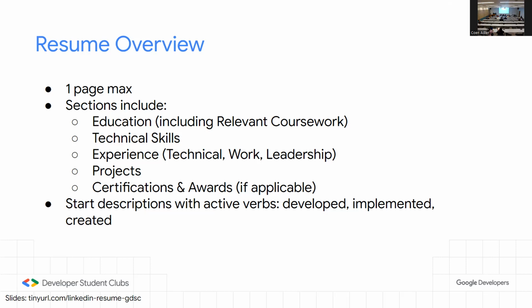The general sections that we have seen include education and relevant coursework under this, technical skills, so languages, frameworks, tech stacks, experience, including technical and work, so professional experience and also leadership experience, projects, so anything that you have built that can show what you are familiar with, that you can talk about, and maybe you have deployed it. And then certifications and awards. If you have done any courses online that result in a certification, or if you have participated in a hackathon and you have an award, you can include that there.